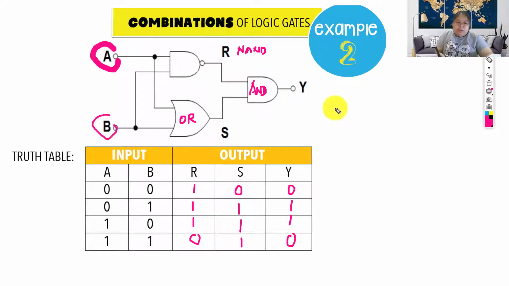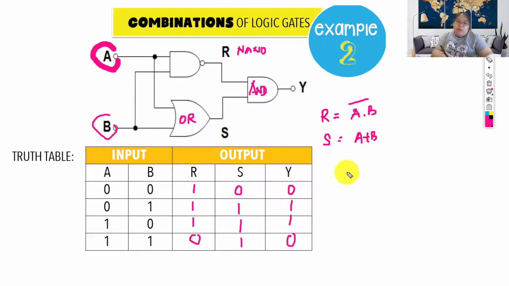Now the Boolean algebra; we write one by one first. R comes from A dot B, then you put the bar over it. Now we go to S. S is A plus B, because it is an OR gate.